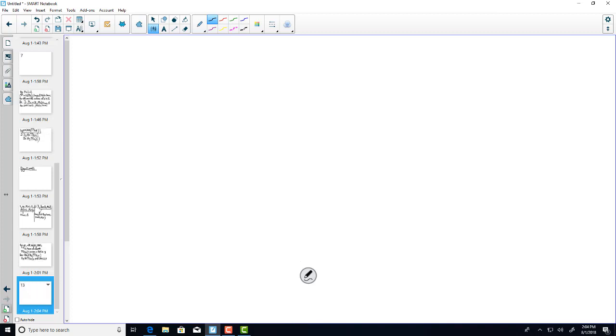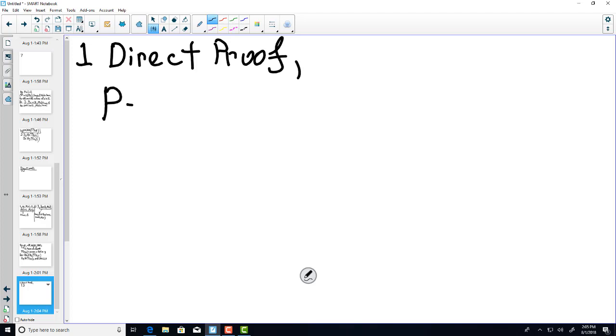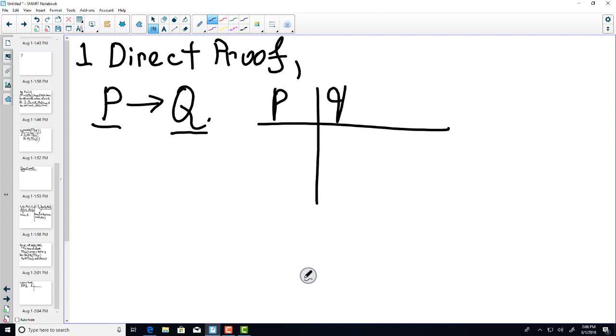Now let's go into strategies for making proofs. The first strategy is direct proof. The direct proof has the form based on some logical operator called the conditional operator. When we have two statements P and Q, the conditional operator has the following truth table.